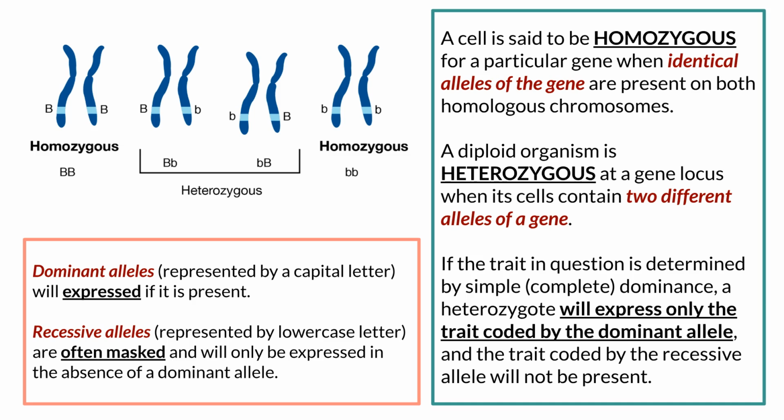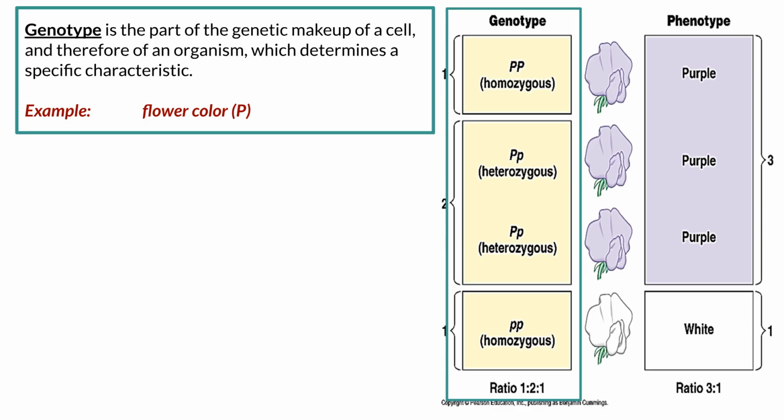In traits showing complete dominance, a dominant allele is expressed whenever it is present, while a recessive allele appears only when both alleles are recessive. Genotype refers to the genetic makeup of an organism for a specific trait. It describes the particular combination of gene versions inherited from the parents. In this example, flower color is controlled by a gene that has two versions, one that produces purple flowers and one that produces white flowers.